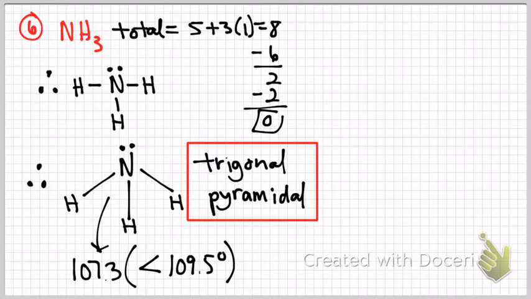It's a modification of the tetrahedron. So again, you have to know the basic shapes, and then you just describe any modifications like I just did with the introduction of that lone pair on the nitrogen in ammonia.